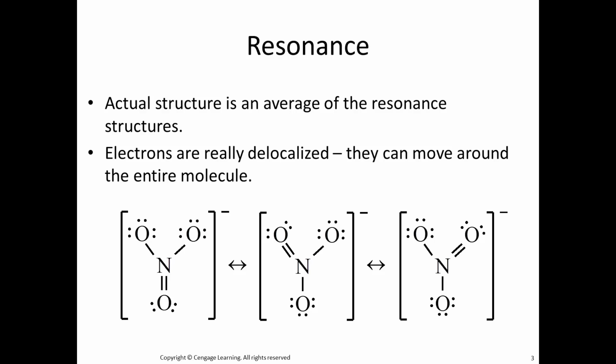The electrons are really delocalized rather than localized between nitrogen and any single oxygen. They're delocalized over the entire molecule. They're able to move around so that we actually have about a 1.5 bond length between nitrogen and each oxygen.